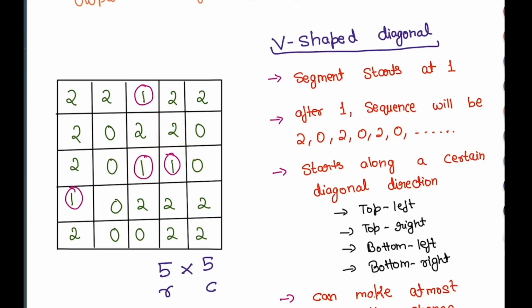Let us try with the other side as well, which is bottom right. I can start here and then I can continue in the bottom right direction, but the problem is when I continue here I get a 2. I have a 1, then a 2 and then a 2. I need 1, then 2, then 0, right? So this is not valid.